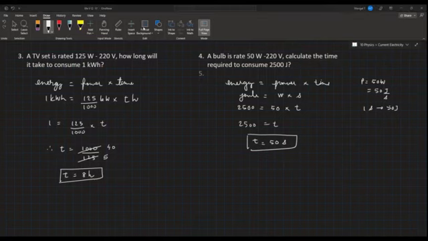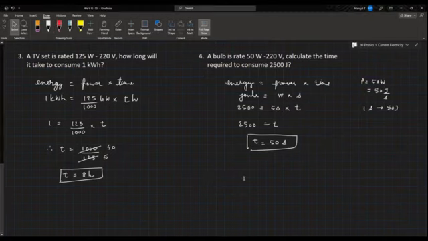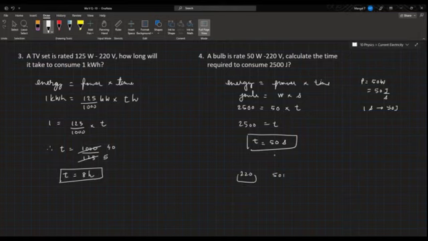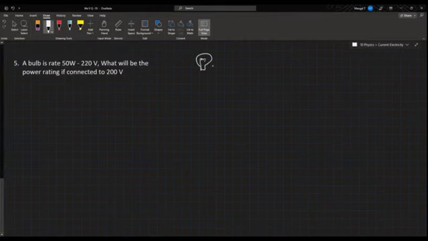A question like a bulb is rated, suppose, 50 watt, 220 volt. What do you mean by this statement? So the answer to that statement is when the bulb is connected to a voltage of 220 volt, it will consume 50 watt, or it will consume 50 joules per second. Okay, these are all textbook type of questions, so you should be able to answer this. This bulb, when rated 220, connected to 220 volt, is going to consume 50 watt.